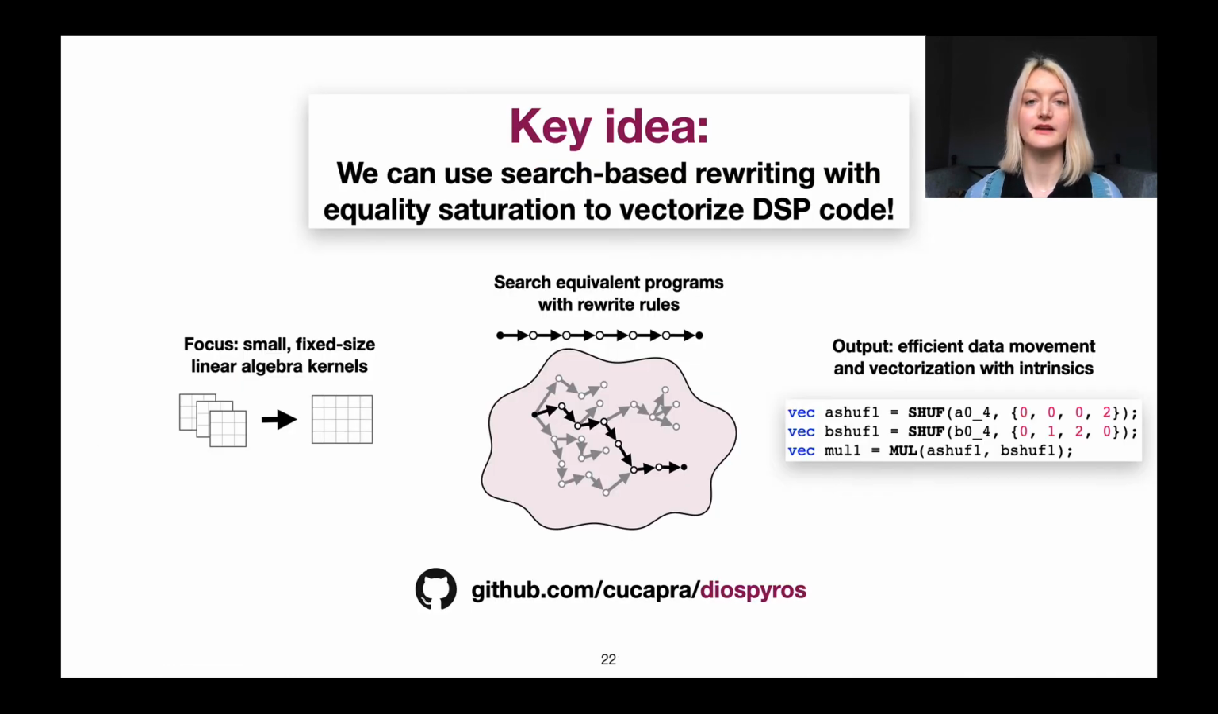So finally, I'm going to leave you with this key idea, which is that we can use search-based rewriting with equality saturation to vectorize DSP code, especially for hard-to-vectorize small fixed-size kernels.